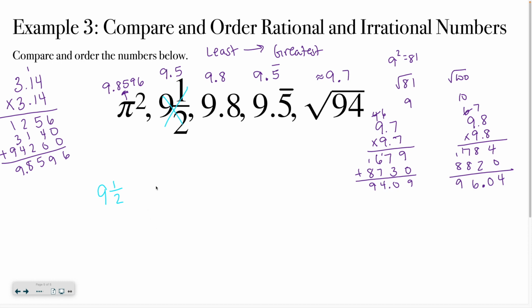The next number is going to be that 9.5 repeating. So I'm going to put 9.5 repeating using that bar notation, and cross it off. Now I have 9.7, or that about 9.7. That's going to be the square root of 94. I can cross that off. And then I have 9.8, just the regular old 9.8. And then I have that 9.8596, or pi squared. And that is how you would solve this problem to get it from least to greatest.